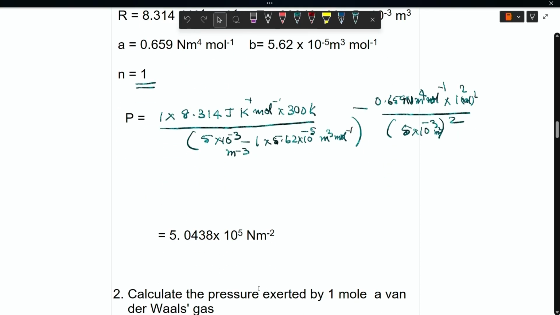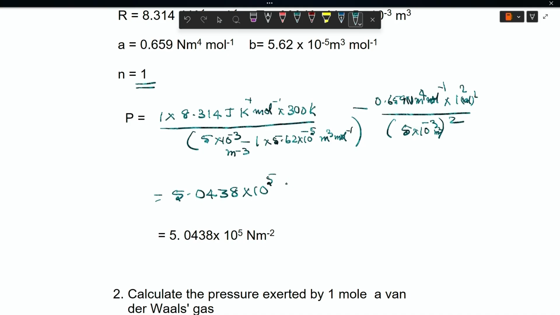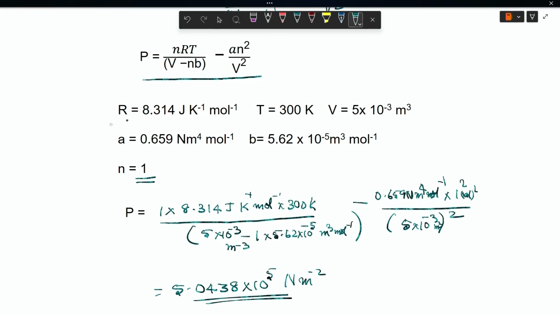Now, we will substitute and then solve it. You have to find out the answer for the first term first, and then for the second term subtract it, and finally, you will get the answer as 5.0438 × 10^5, the unit of pressure in SI units, that is newtons per meter square. Okay. So, you have to be very careful in taking the value of R if not given, and see that all the units are in SI units, even masses, length, mass, everything, volume and everything.